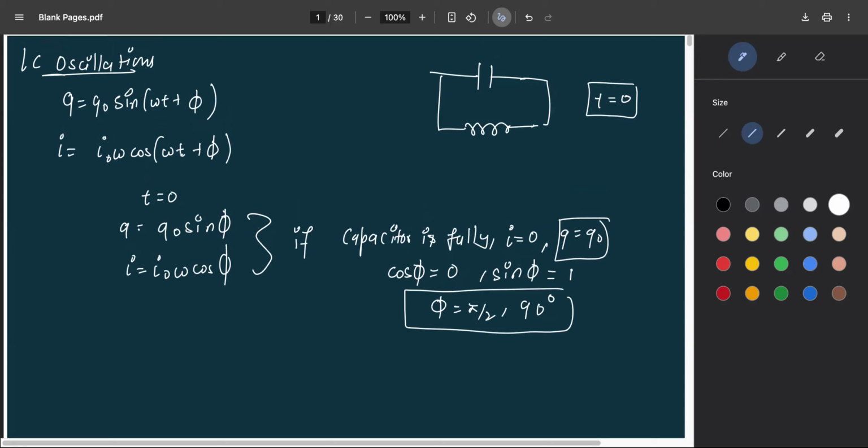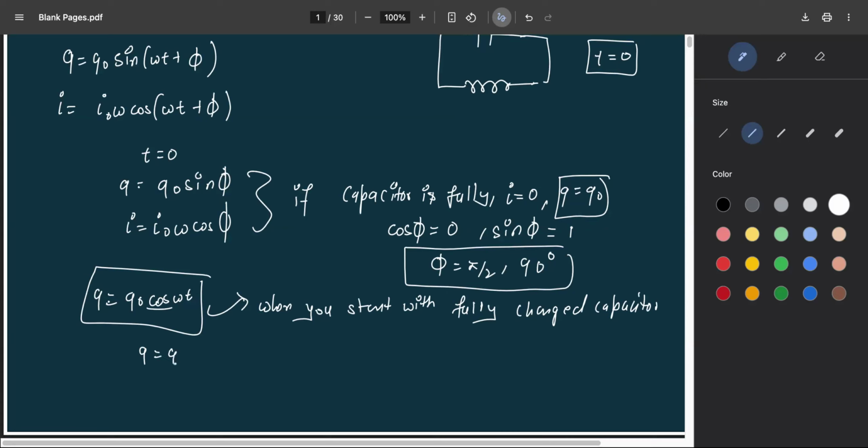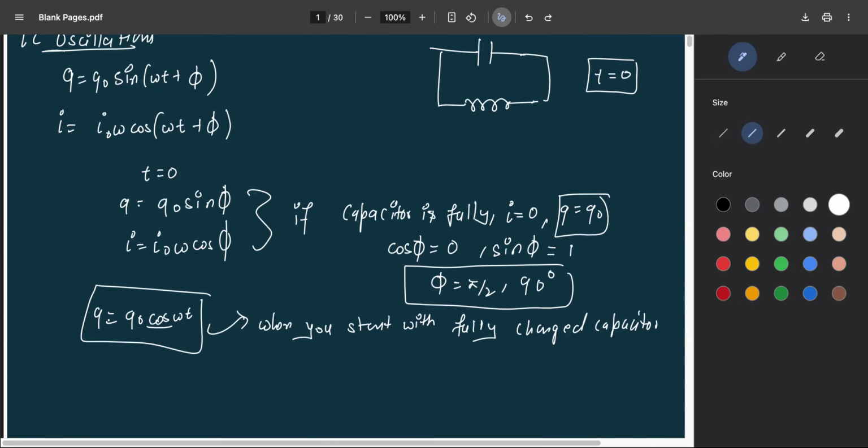So if you put this value in the equation, you get q is equal to q naught, and when you put the phi value over here, it becomes cos omega t. This equation is for when you start with a fully charged capacitor. If you have a doubt about whether to use cos or sine, simply do nothing. It's your choice, whatever you want to use. If you want sine, use sine; if you want cos, use cos. This phi will take care of it. In one case you will get phi is pi by 2, in another case it will be 0, because this is already taken care of. Kirtana, is this clear for you? Any doubt?